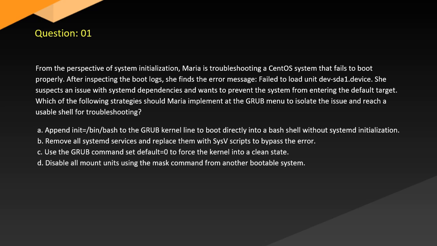shell for troubleshooting? A. Append init=/bin/bash to the GRUB kernel line to boot directly into a bash shell without systemd initialization. B. Remove all systemd services and replace them with sysV scripts to bypass the error. C. Use the GRUB command set default=0 to force the kernel into a clean state. D. Disable all mount units using the mask command from another bootable system.